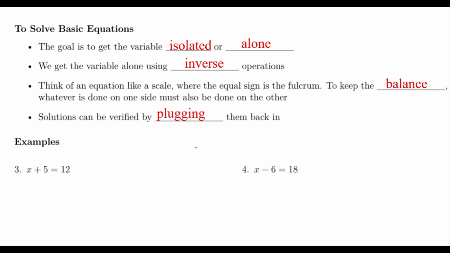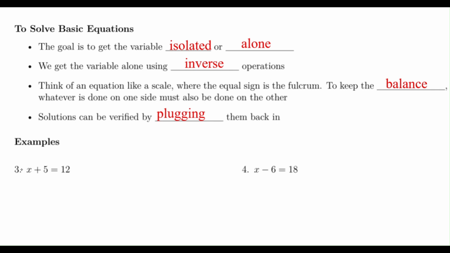We're going to do that by using inverse operations. So if something's being added, we're going to subtract it. If something's being multiplied, we're going to divide it. What we're trying to do here is balance both sides of the equation. So we use these inverse operations, but whatever you do to one side, you have to do to the other. Ultimately, you can verify whether or not you have the correct answer by substituting it back into the original equation, or just plugging it in.